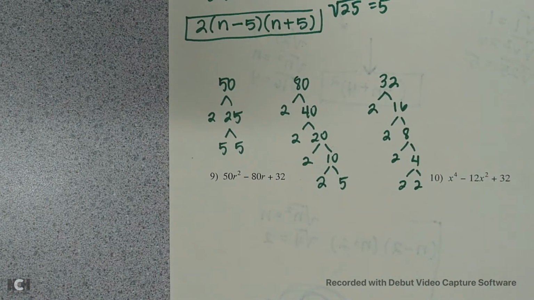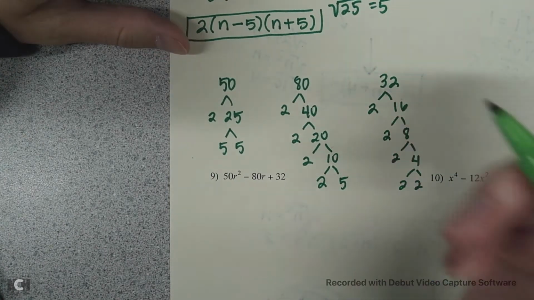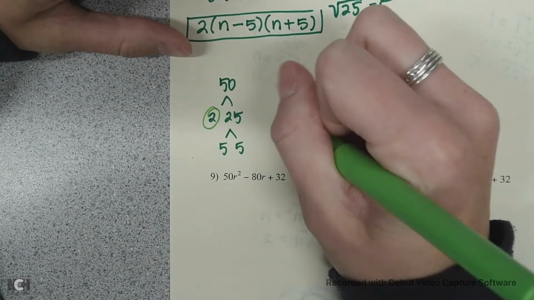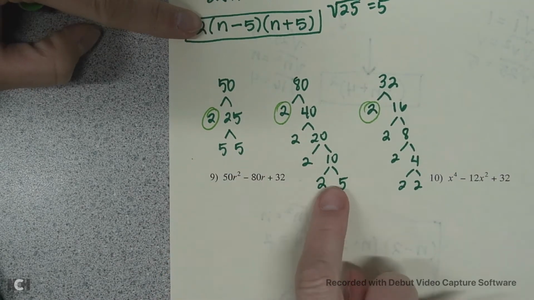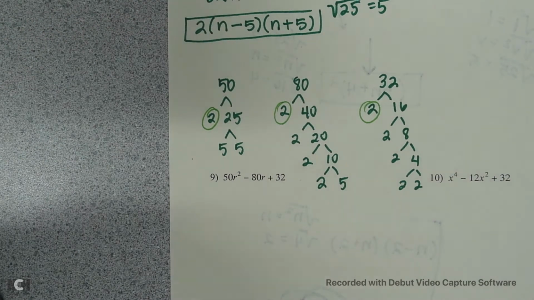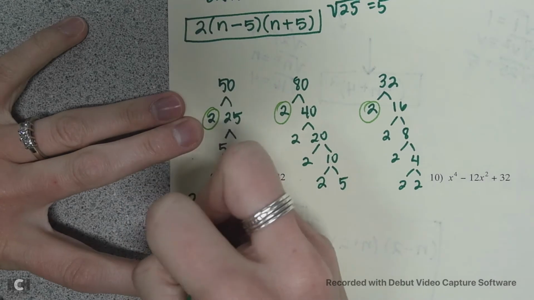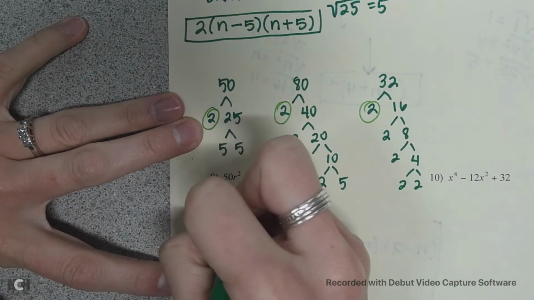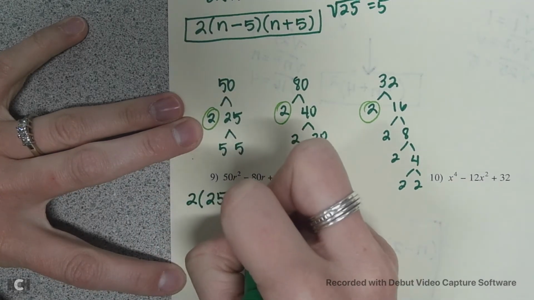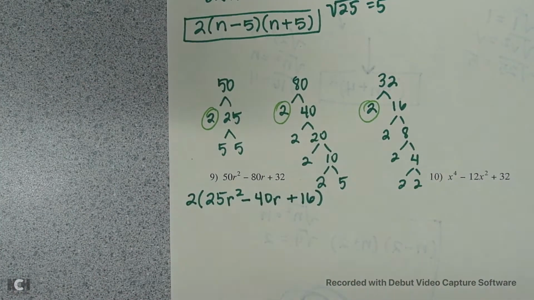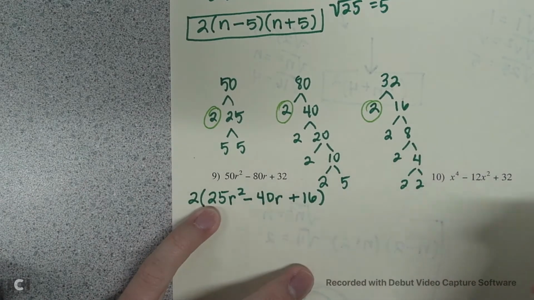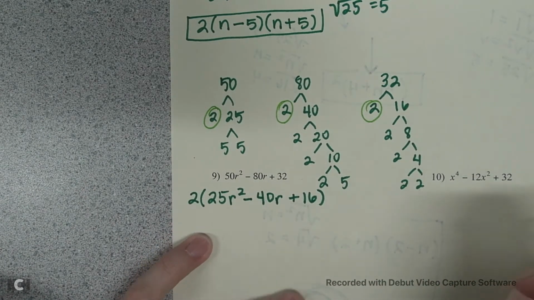Okay, so with factor trees, we want the common number, the GCF, greatest common factor. So I've got a 2 in my 50, and a 2 in my 80, and a 2 in my 32. But then I have nothing else left in common. So my GCF for these three numbers is a 2. So I'm going to take a 2 out, and that gives me 25r squared minus 40r plus 16. And what do you know? I know that 25 and 16, those guys, they have square roots.